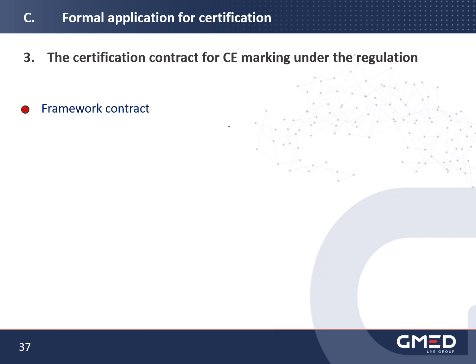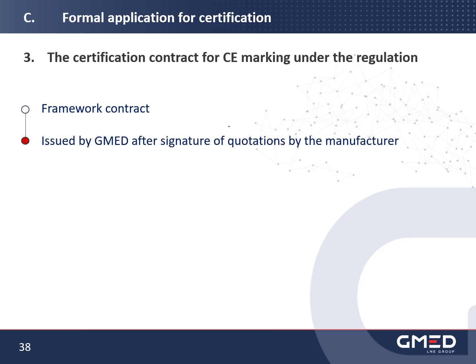It consists of a contract body which specifies the obligations of each of the parties, i.e. GMED and the manufacturer, and several appendices with specific obligations for each of the parties which apply depending on the conformity assessment procedure chosen by the manufacturer and the scope of his certification application project. It is made available to the manufacturer for signature once the quotations have been signed by the manufacturer.